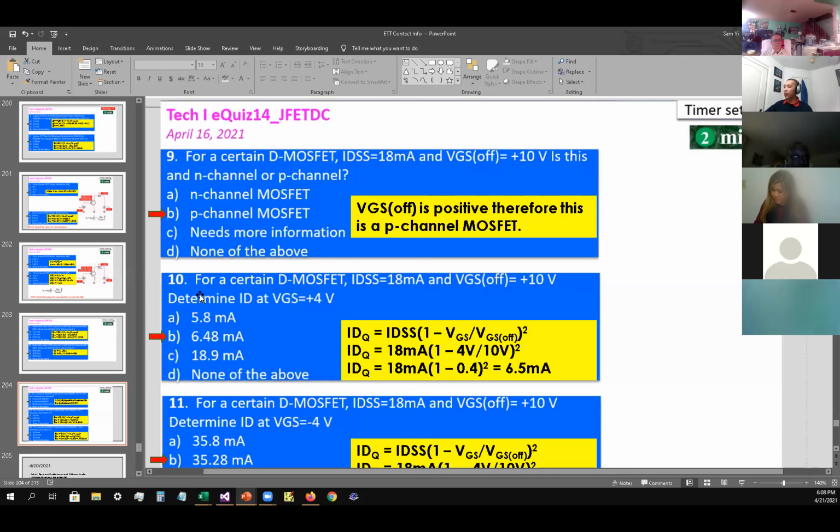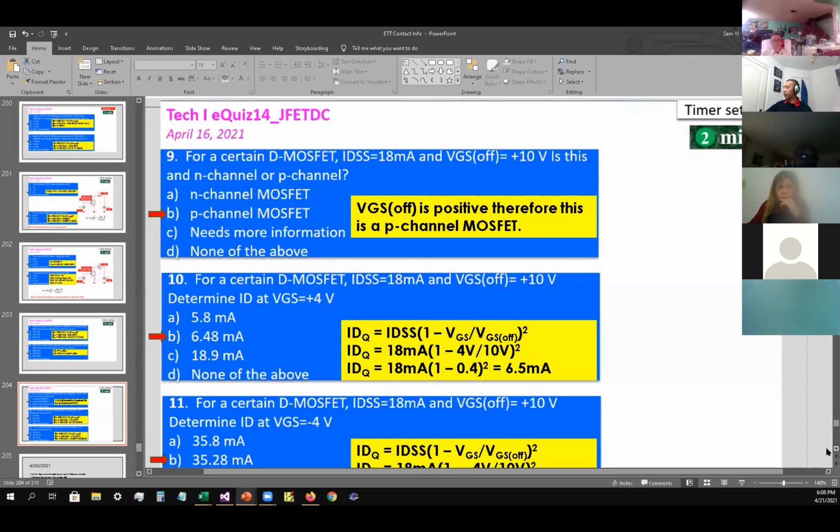So we just substitute in the formula. You put in the formula and substitute in the values. You do that and it should come to about 6.5 milliamps. The one that's closest is B, 6.48 milliamps. Looks like I did round it off. So B is the answer for number 10.